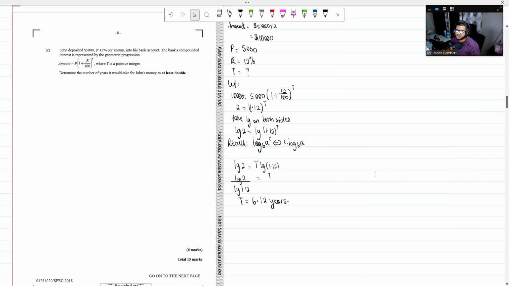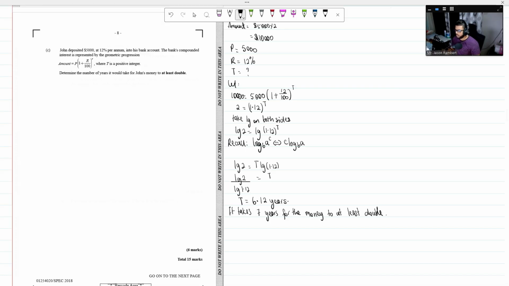Now, in approximately 6.12 years, the money is going to double. They want to know the number of years it will take for his money to at least double. I don't want to give years as a decimal, so I will say it takes 7 years for the money to at least double.